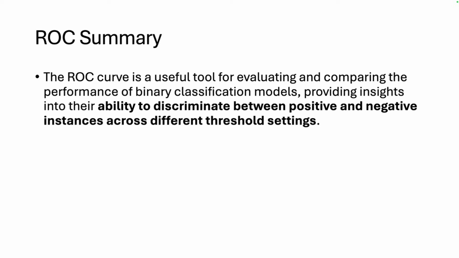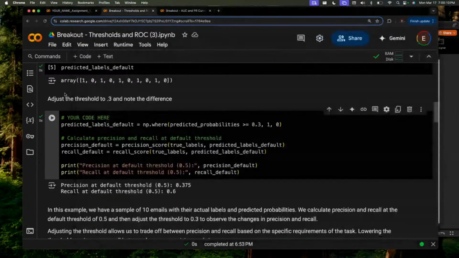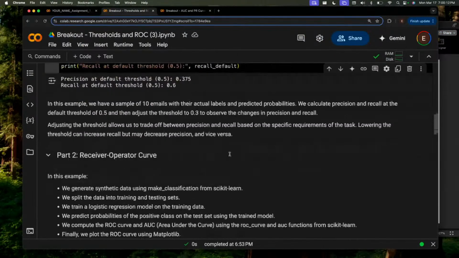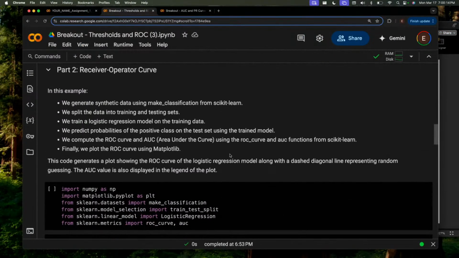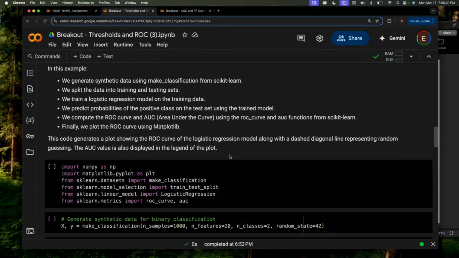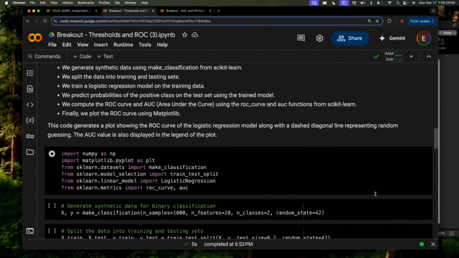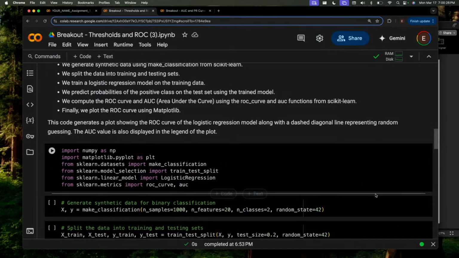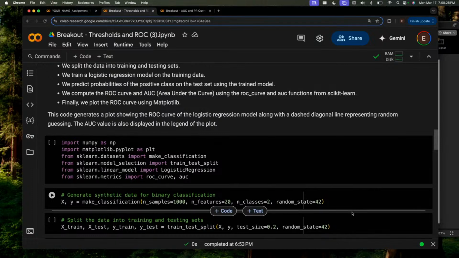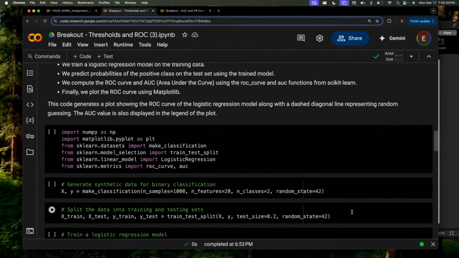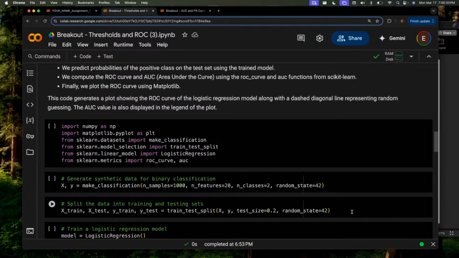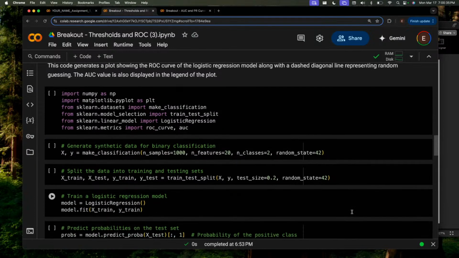So we have a breakout here, and I want you guys to spend just a couple minutes on the breakout. It's that same notebook here, and play with this receiver operator curve. We have some fake data from sklearn. We split it into training and test sets, and we train a logistic regression model on the training data. We have some probabilities, and we want to compute a ROC curve and an area under the curve, AUC, using matplotlib.